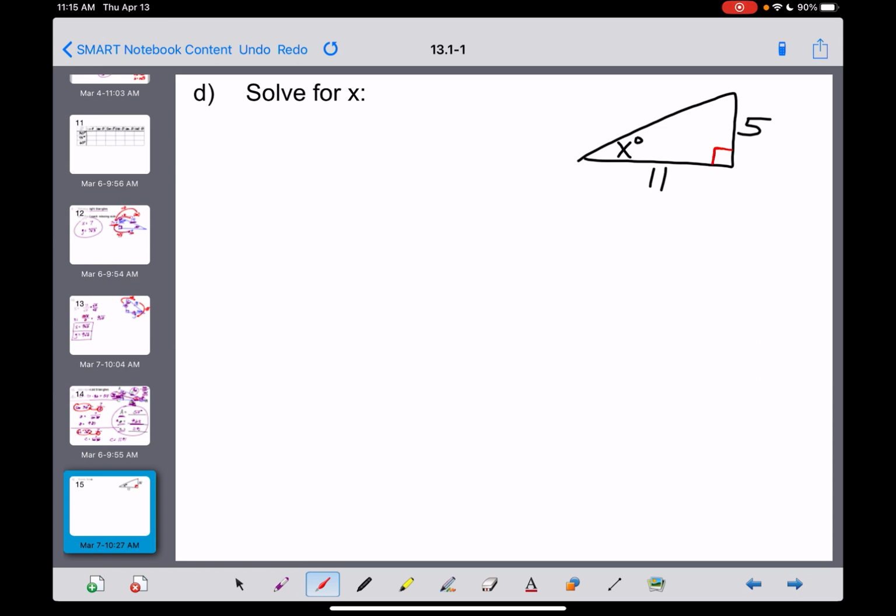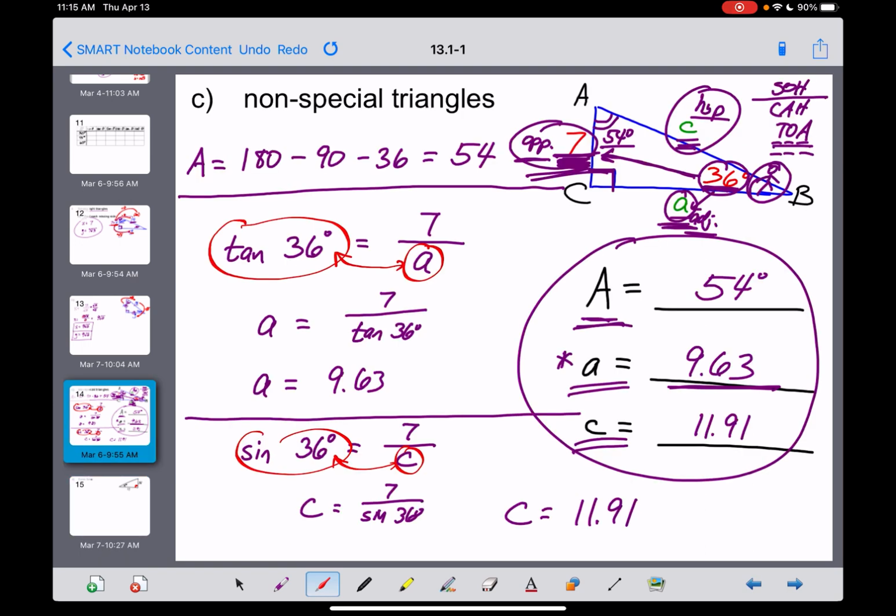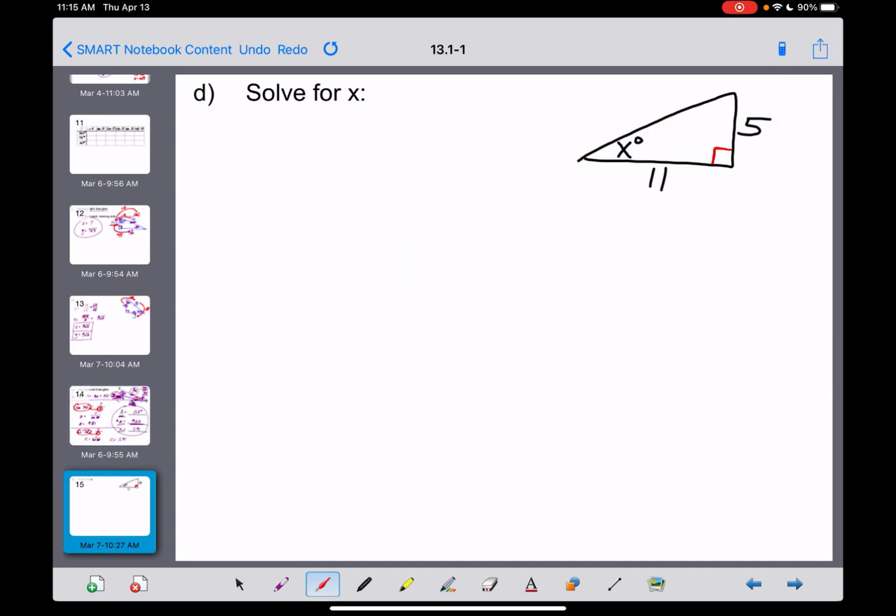Now, unlike the last problem right here, in which you were given two angles, a 36 and a 90, and one side length, which was 7. Here, you're given two side lengths of 5 and 11, and only one angle measure, and that's 90. So how do we handle this one? All right, we're going to try to find this angle right here. So that's where you're standing.